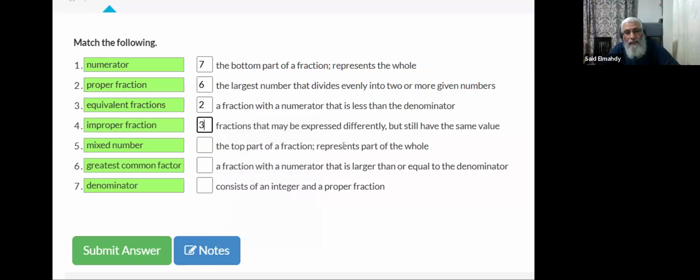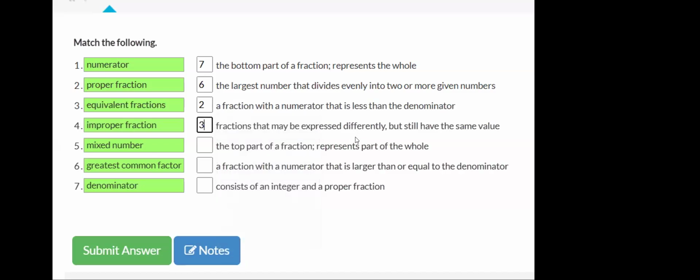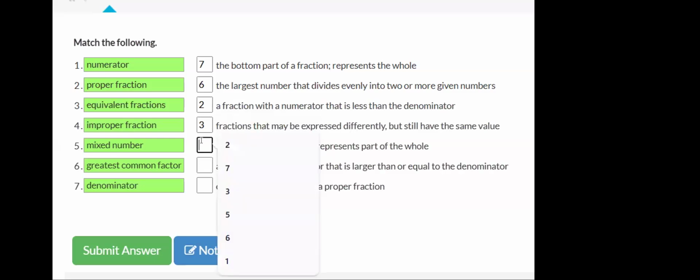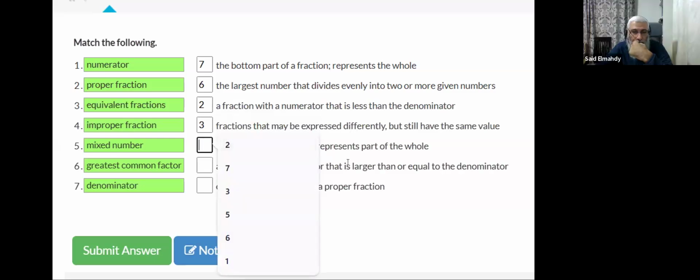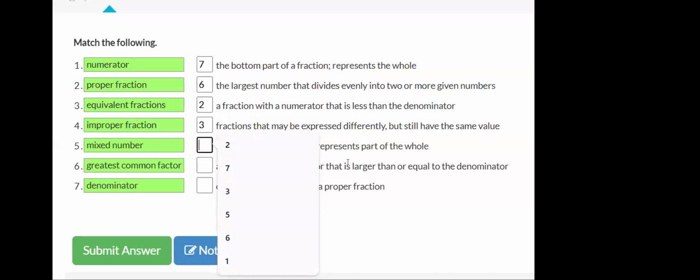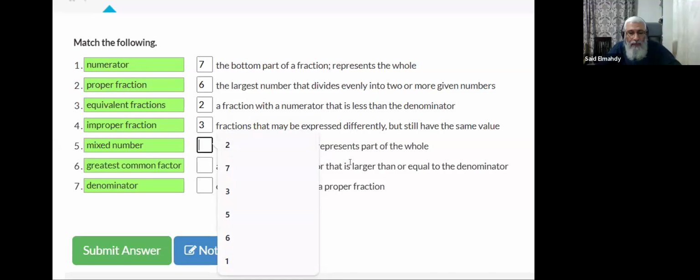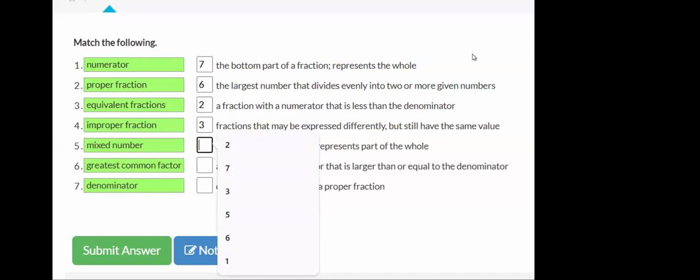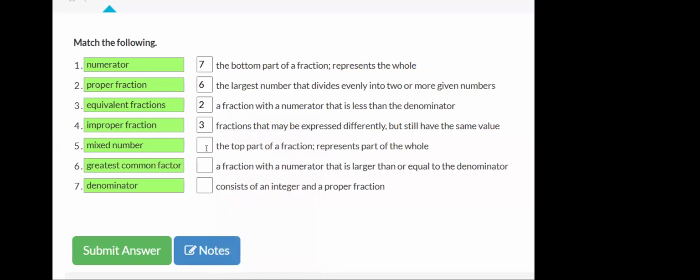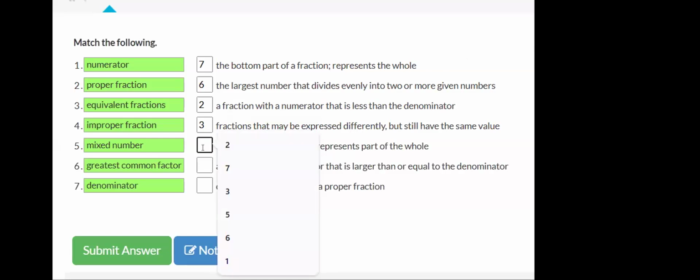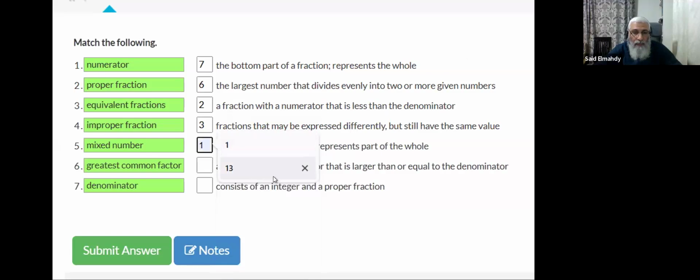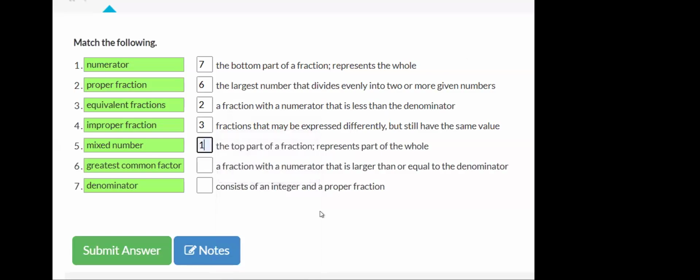Correct. The top part of a fraction represents the whole number? It represents the part of a whole. The part represents the denominator? Denominator is in the bottom. Oh, okay. In the top, you have the numerator. Numerator.